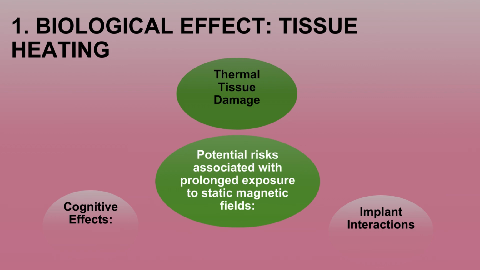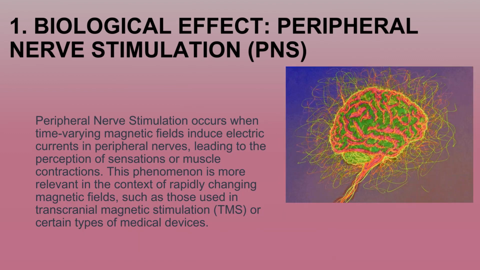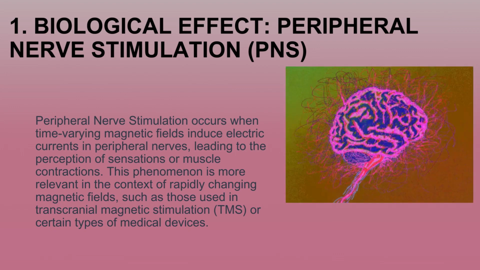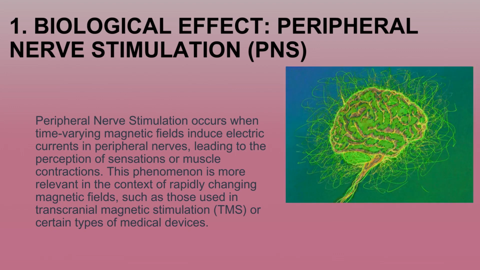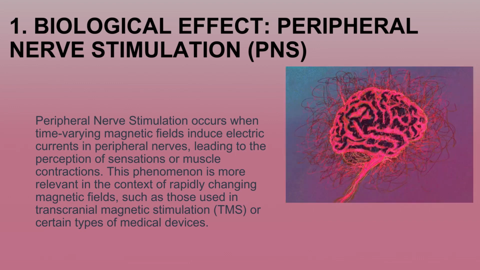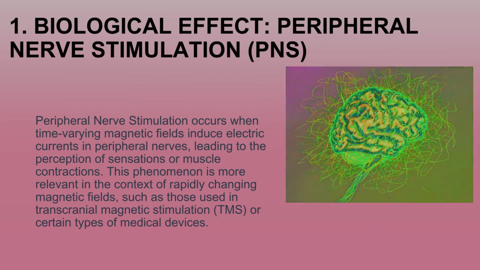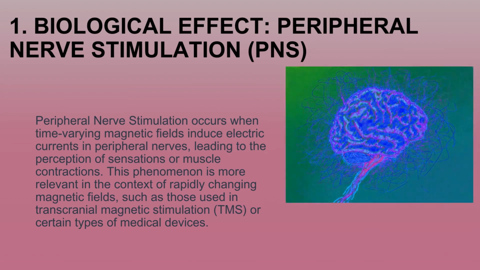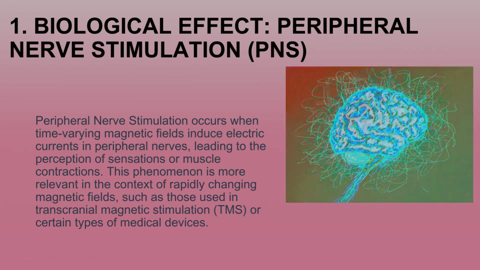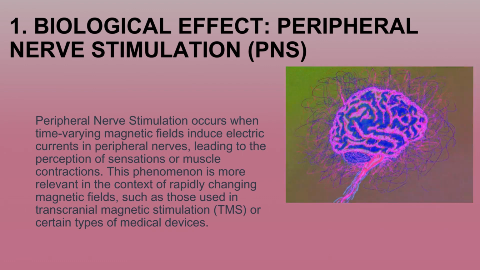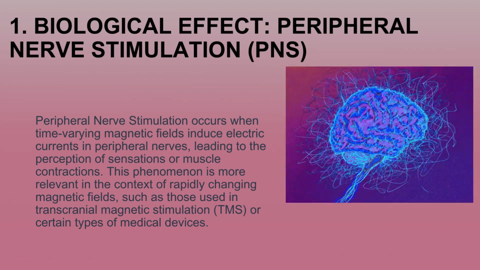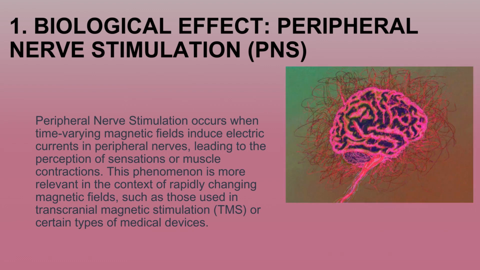Next, biological effect. Peripheral nerve stimulation. Peripheral nerve stimulation occurs when time varying magnetic fields induce electric currents in peripheral nerves, leading to the perception of sensation or muscle contractions. This phenomenon is more relevant in the context of rapidly changing magnetic fields, such as those used in transcranial magnetic stimulation (TMS) or certain types of medical devices.